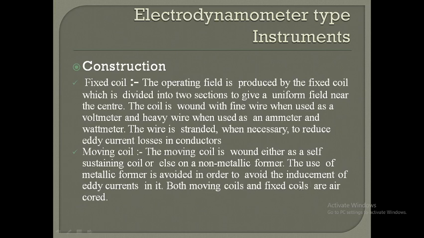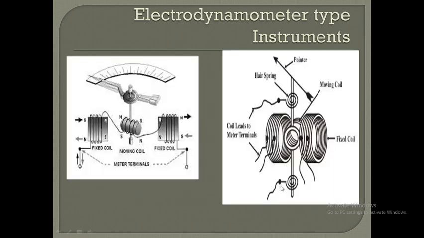Now why are the moving coil and the fixed coil kept air cooled? They are kept air cooled just to avoid the eddy current and hysteresis errors which occur while taking the measurements. So to avoid those errors, the eddy current losses and the hysteresis losses occurring in the system, the coils are air cooled.